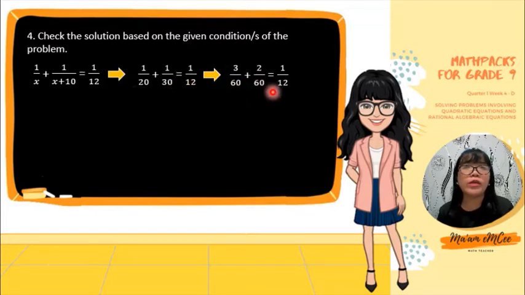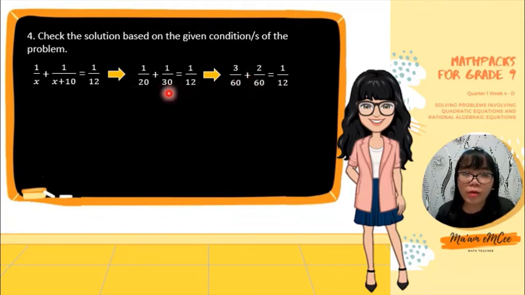If you don't want that process, I can tell you another process. 60 is our LCD, so automatically 60 will be our new denominator. Now, you think of a number to multiply to 20 to get 60. What do you multiply to 20 to get 60? Right? 3. The same number will be multiplied to your numerator. So, 3 times 1 is still equal to 3. Now, try to look at your 30 and then your 60.